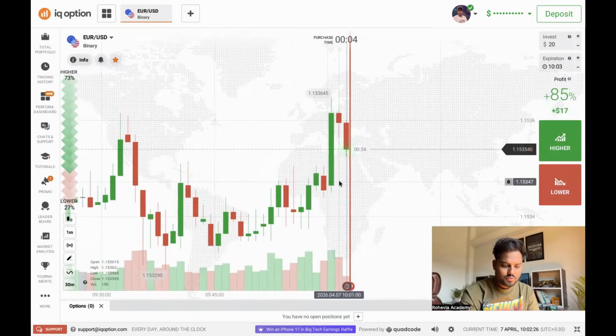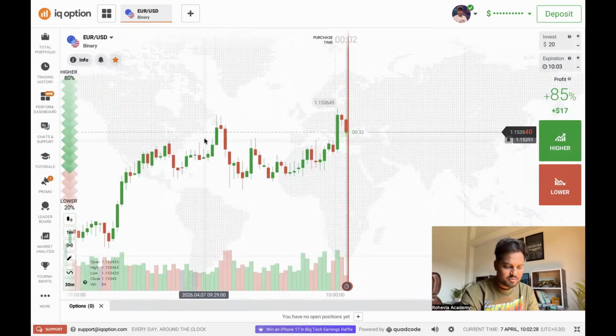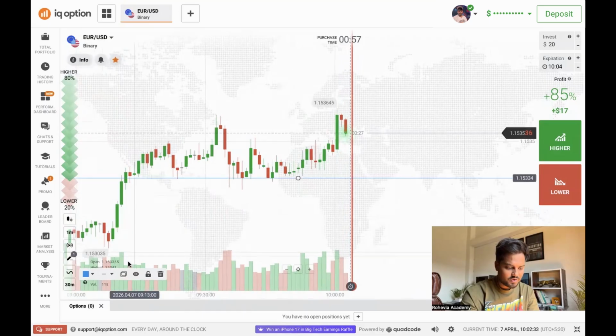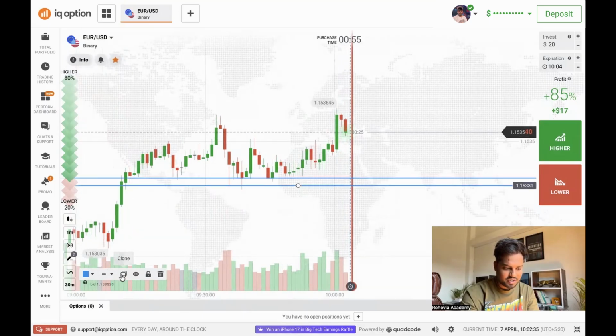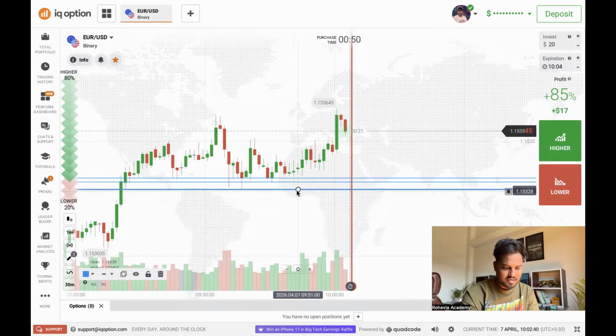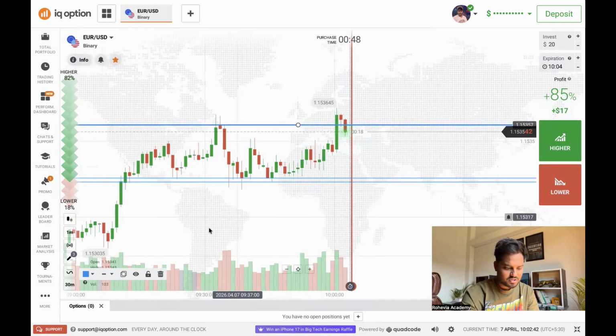So here I am on the EUR/USD chart, and here I can see that the market is moving in between two lines. So let's try to draw the lines. This is our buyers' area because from here buyers have entered very strongly in the market, right? Let's make it a zone, and let's copy the line and place it over here. This is our sellers' area, right?